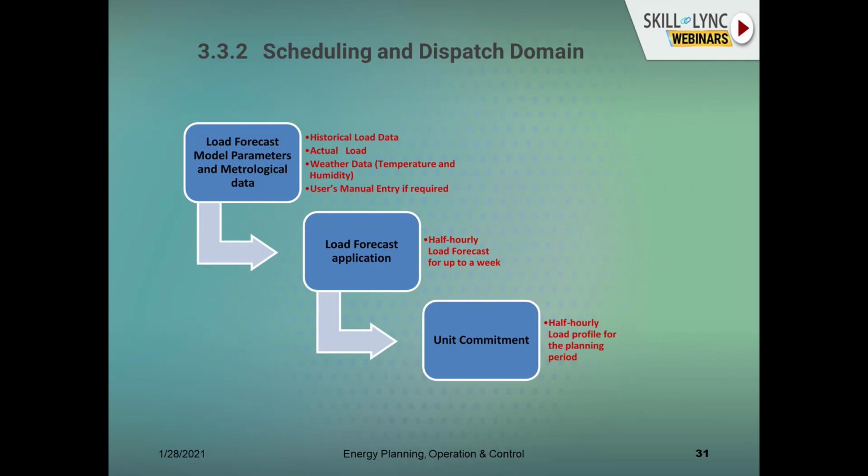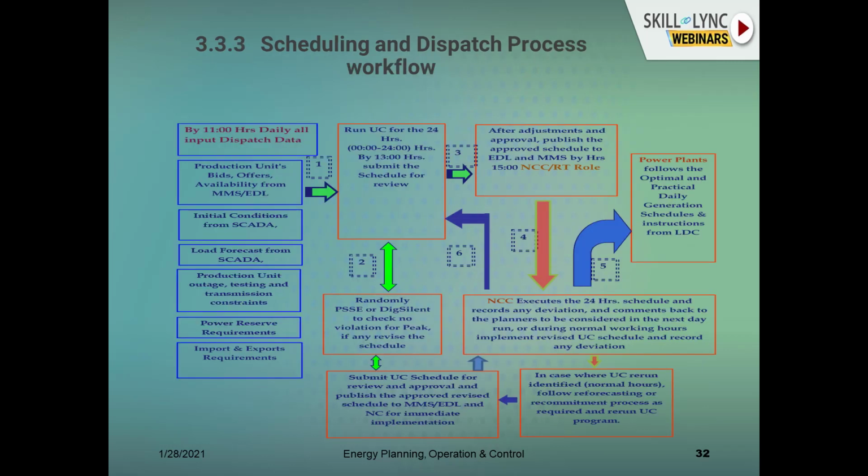If you look at the left, all the inputs: production, bid availability, initial conditions from SCADA, load forecast, all this is coming into the unit commitment and dispatch tertiary programs. These are complicated programs based on optimization routines like mixed integer linear programming and dynamic programming, and the plan will be sent to the control room as a generation profile, so that the operators in the control room follow this profile.